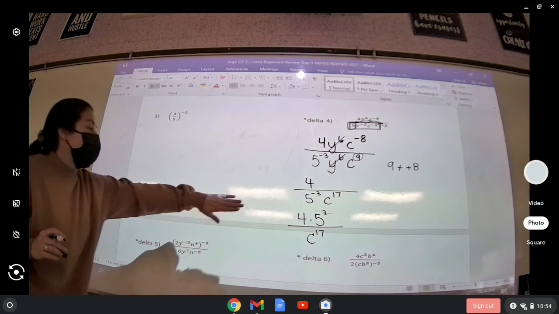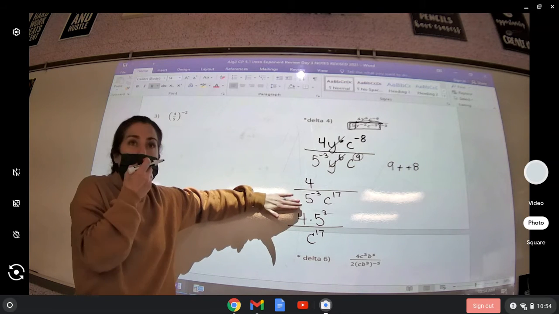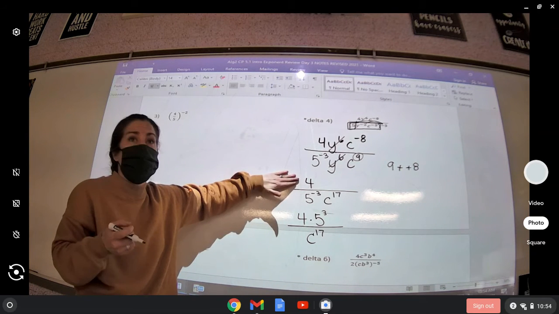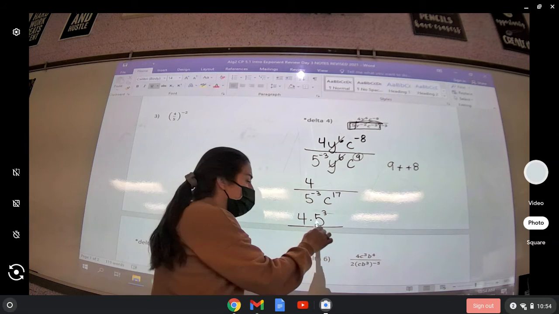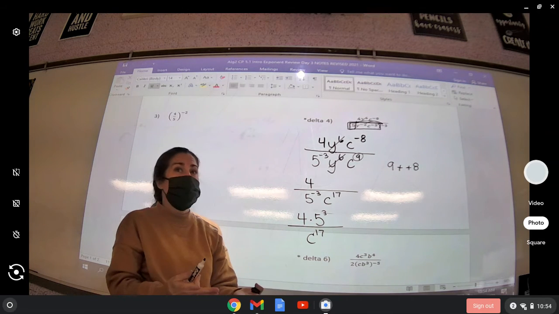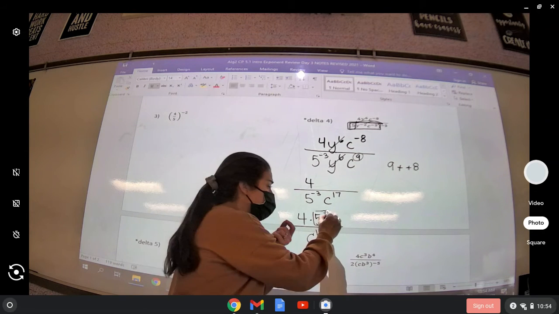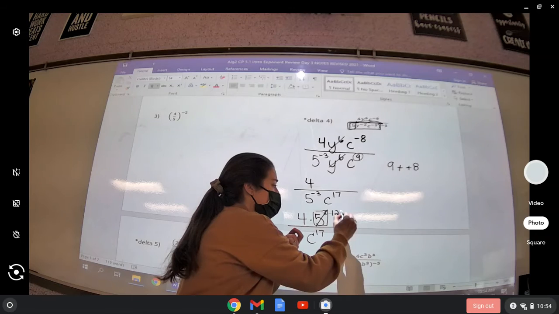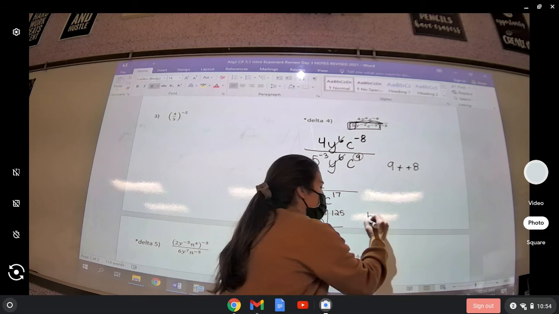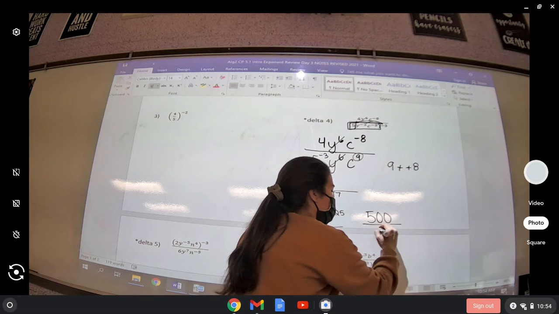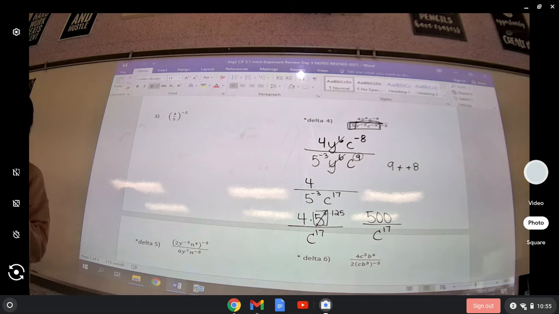All right, and again, when something gets moved from the bottom to the top or vice versa, it's literally going to be connected to whatever you moved it to by multiplication. All right, well, guys, now multiply or an exponent. PEMDAS would say to do an exponent. 5 to the 3rd is 5 times 5 times 5. Guys, that's 125. So 4 times 125 is 500 over c to the 17. And that is a finished problem.